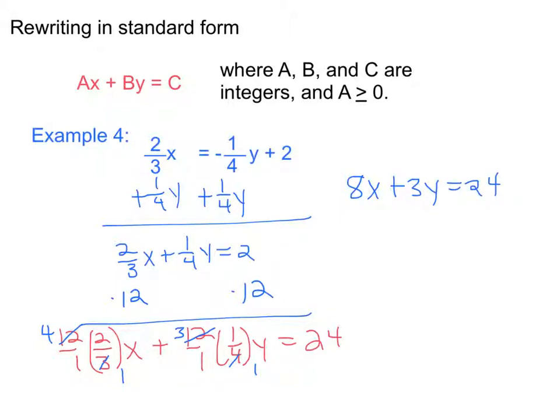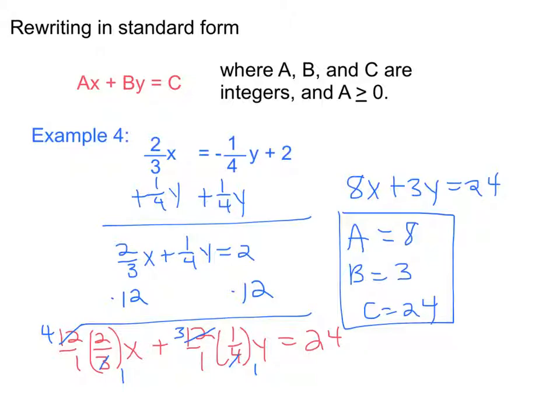Now those look like big numbers, but none of them have a common factor. Not all three of them, I mean. All three have to have a common factor, and they don't. So we know we're going to be okay. And then a is equal to 8, b is equal to 3, and c is equal to 24. So again, we can see no common factor, so we're simplest as we can be. All three are integers, and a is positive. So that is standard form for this equation. Let's do another one.